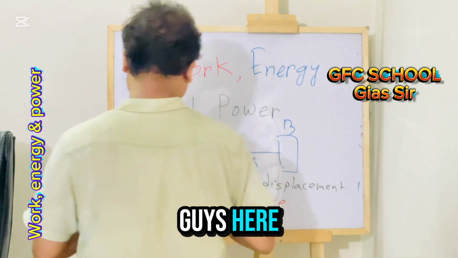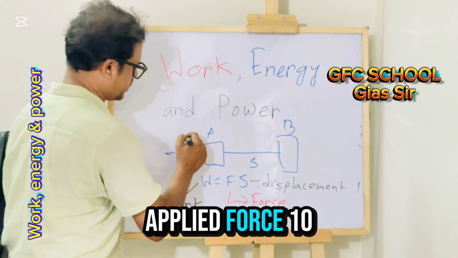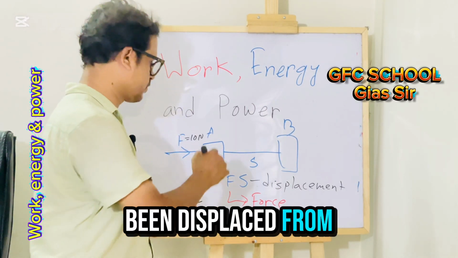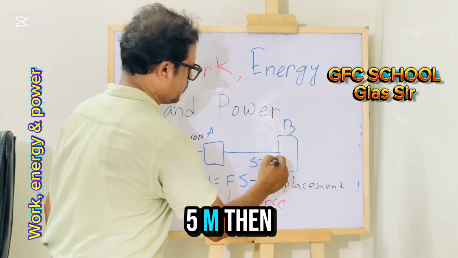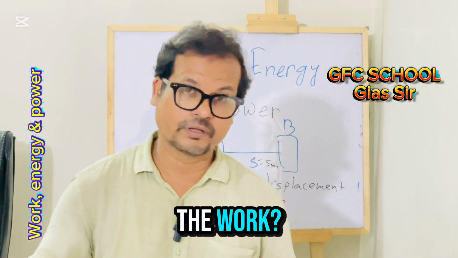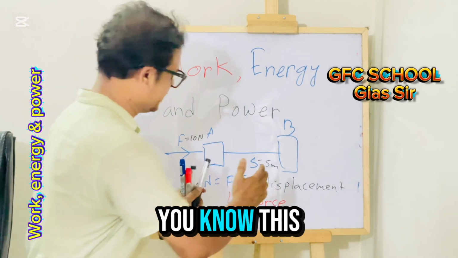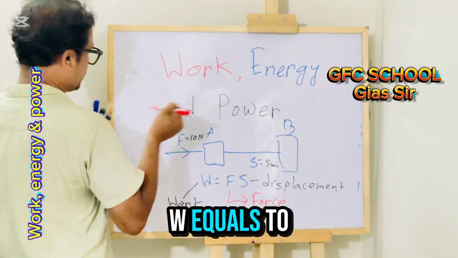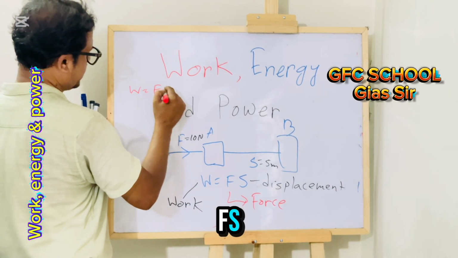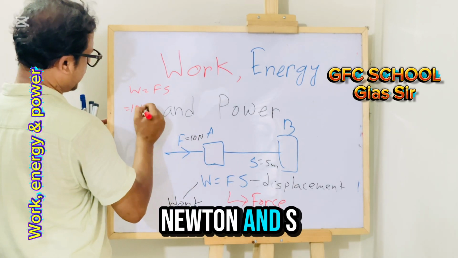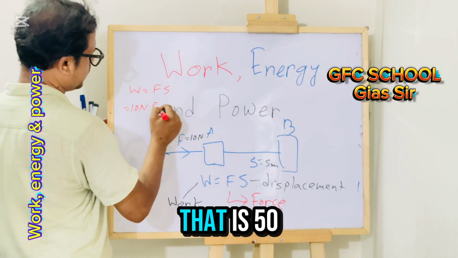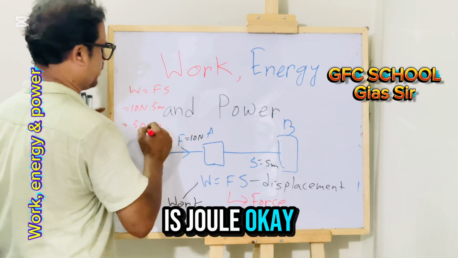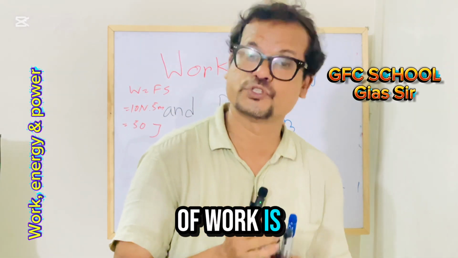Guys, here, suppose we have applied a force of 10 Newton, and this body has been displaced from A to B by 5 meter. Then what will be the work? Very simple, because you know this formula, we can apply it and get the result. W equals Fs. F means 10 Newton and S means 5 meter, that is 50 Newton meter, that is joule. Okay, and the unit of work is joule.